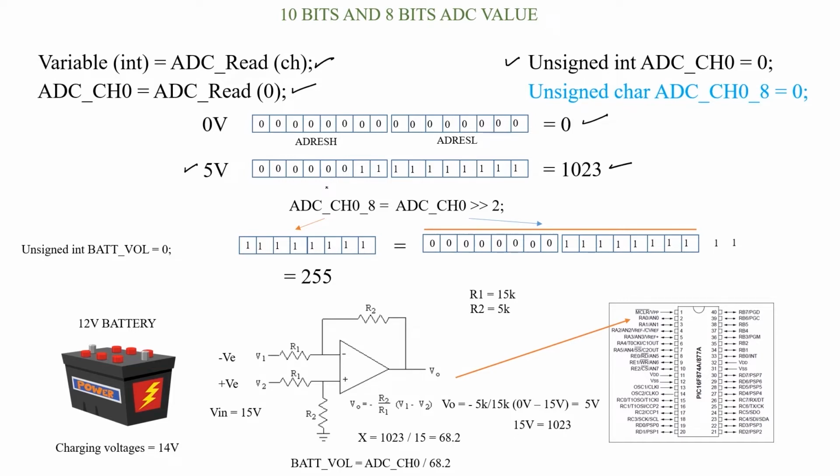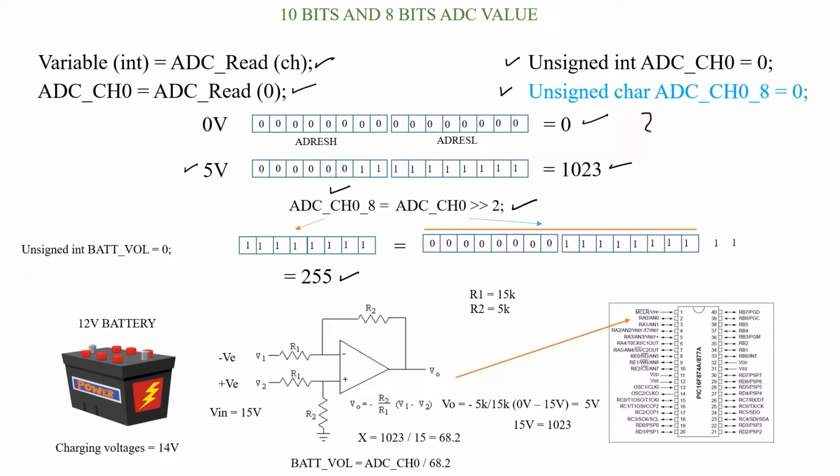Now if you would like to read the ADC as 8-bit, we can declare another variable, unsigned character ADC channel 0 8-bit, and by rotating right ADC channel 0 two times, we can move the value of ADC channel 0 to ADC channel 0 8-bit. Here we can see that if we rotate ADC channel 0 register two times, then we'll have all 8 bits as 1 in ADC register low, and if we move this variable, ADC channel 0, into ADC channel 0 8-bit, then we'll have the number equal to 255. We'll write a program to convert a 10-bit ADC value into an 8-bit ADC value.